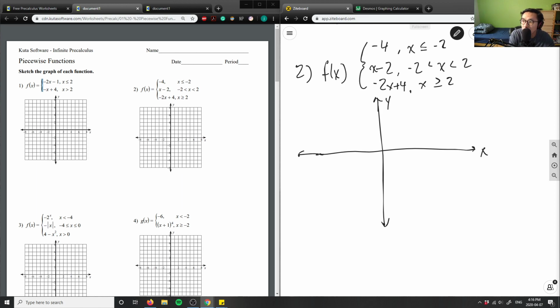While you think about that, let me search up if Desmos does piecewise functions. I think it does. Oh, it does do piecewise functions. Okay, sweet. Let me see if I can do that in another window so it doesn't bother you.